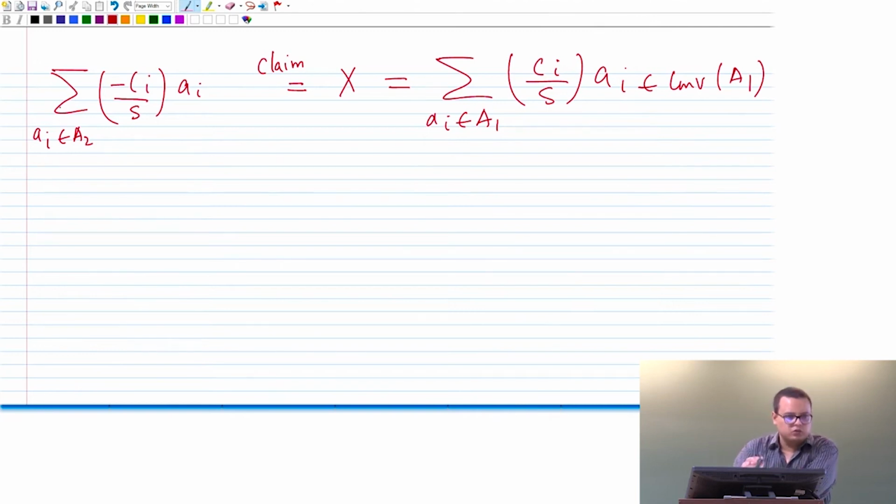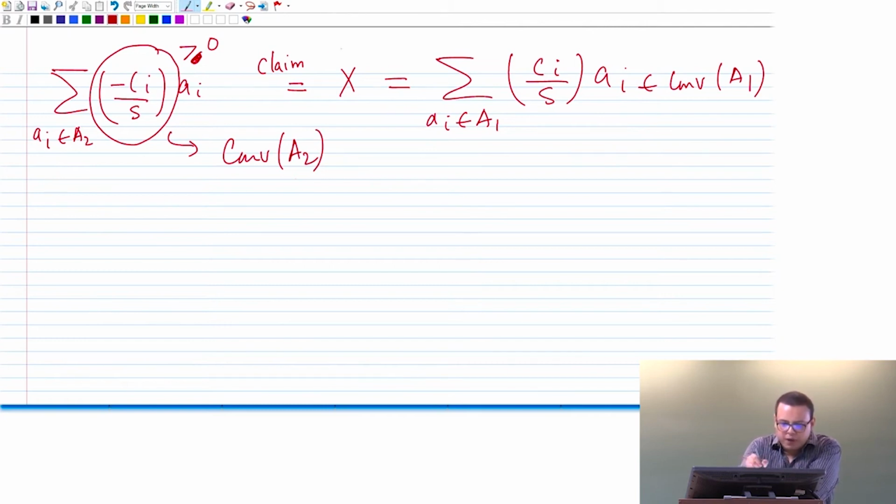By the way, let us say this is true. These terms are all greater than 0, because since Ai belongs to A2, the Ci's are negative. Minus over negative is a positive term, right? If I just sum up the Ci's where Ai belongs to A2, it comes to minus S. So, minus of that will be S, and S by S is 1. So, this belongs to convex hull of A2.